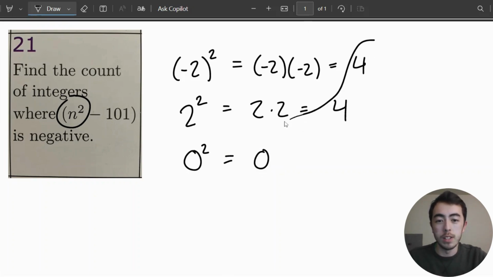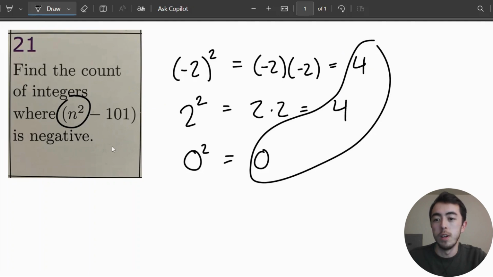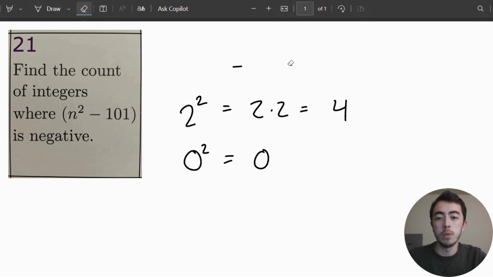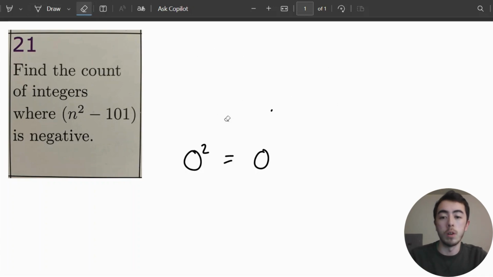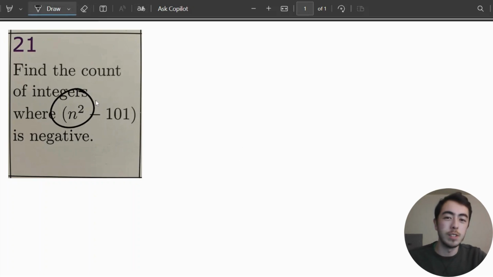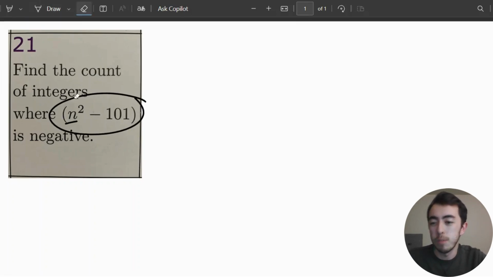But the important part is this number is never going to be negative, or in other words, this negative 101 is the only reason why our n squared minus 101 is negative. This value is always going to be 0 or greater. And I know that when you square numbers larger than 1, they'll get bigger. That means eventually n squared will be bigger than 101. Eventually this will be positive. So I want to know this break-even point. What's the largest integer I could put here such that this is still negative?